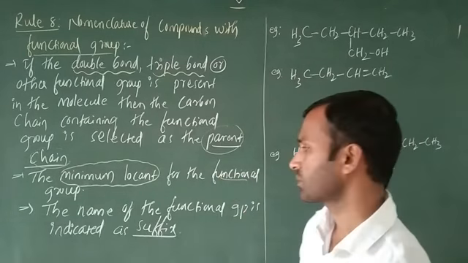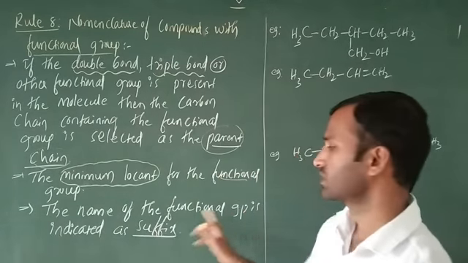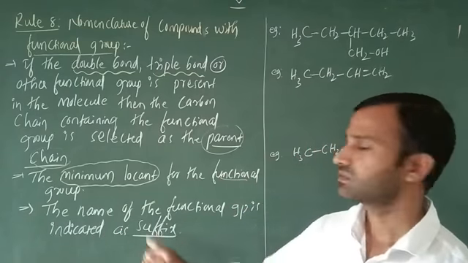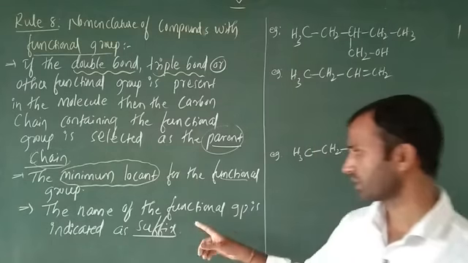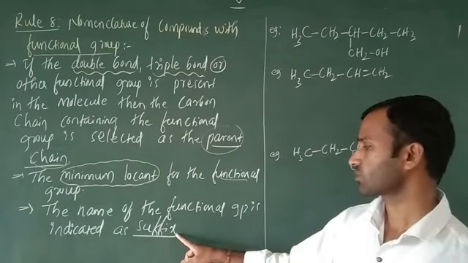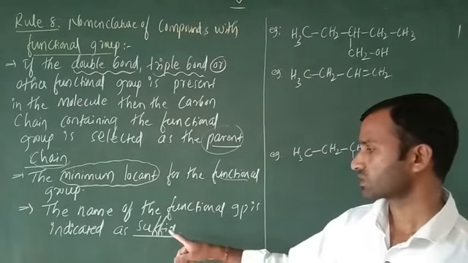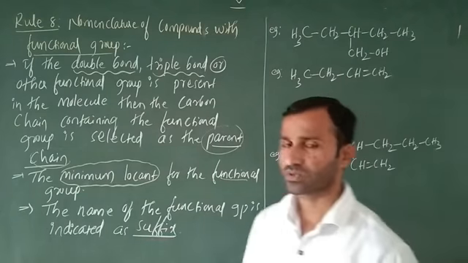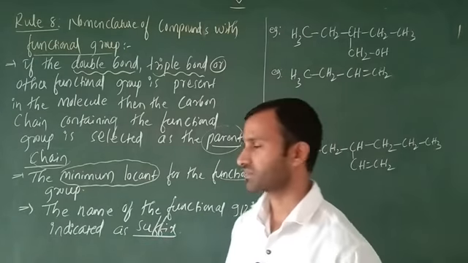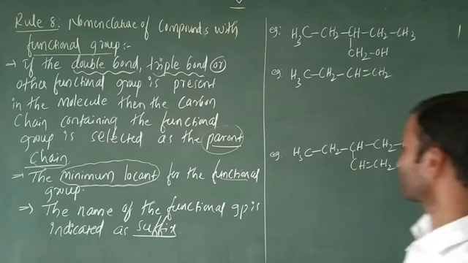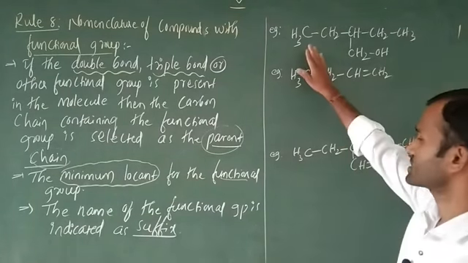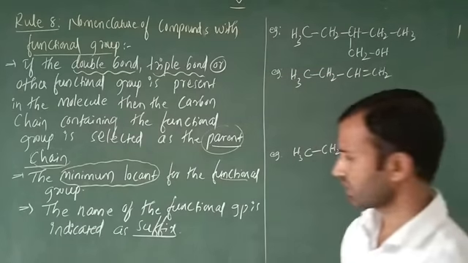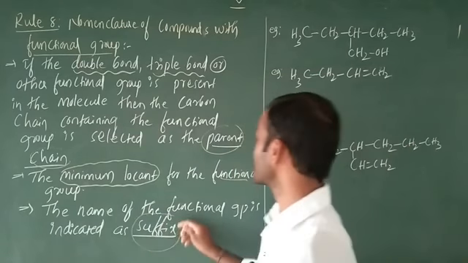Okay. Next, the name of the functional group is indicated as a suffix. In this case you compulsorily have to write a suffix. Bear in mind, this is important: it acts as a suffix. You know very well that the suffix will come after the root word, after the prefix. Okay, next here is the first example. The functional group compulsorily acts as a suffix.